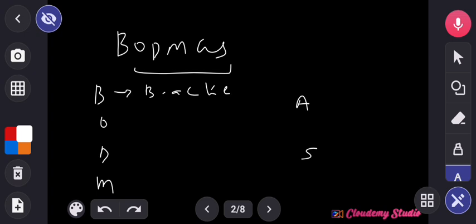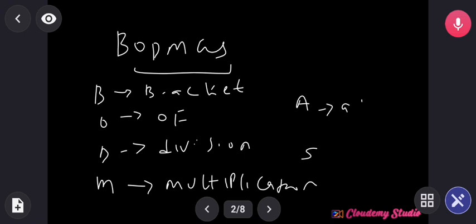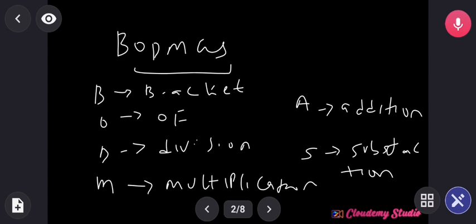This BODMAS is an acronym for B, O, D, M, A, and S, where B is for brackets, O is for order of operation, that is "of", D is for division, M is for multiplication, A is addition, and S is subtraction. And we'll be following this hierarchy in solving different questions.